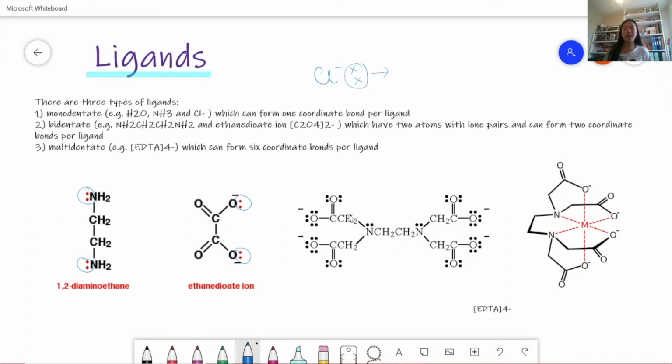And then the third type of ligand is a multidentate ligand. An example of this is EDTA, and this is the only one that you really need to know. And it can form 6 coordinate bonds per ligand. So the ones which bond are the ones on these oxygens with the negative charges, and also the nitrogens. And so on the right we've got a diagram of how it forms coordinate bonds to the ligand, because it's 3D, so it can be quite hard to imagine how it kind of loops round.